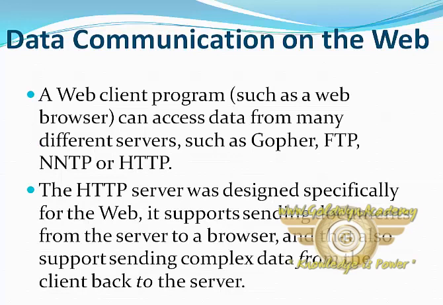Now we see the data communication on the web and the CGI. First point is a web client program such as a web browser can access data from many different servers such as Gopher, FTP, NNTP or HTTP. The HTTP server was designed specially for the web. It supports sending documents from the server to a browser, and it can also support sending complex data from the client back to the server.